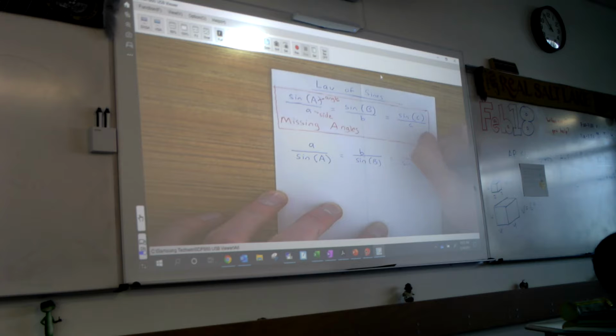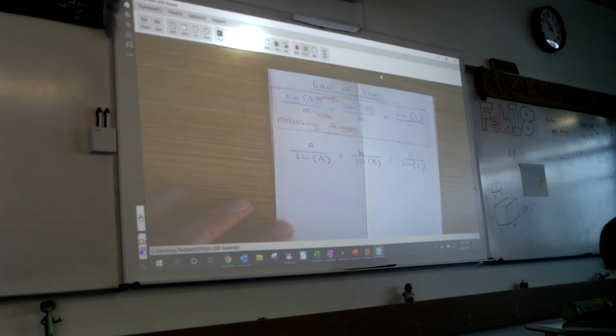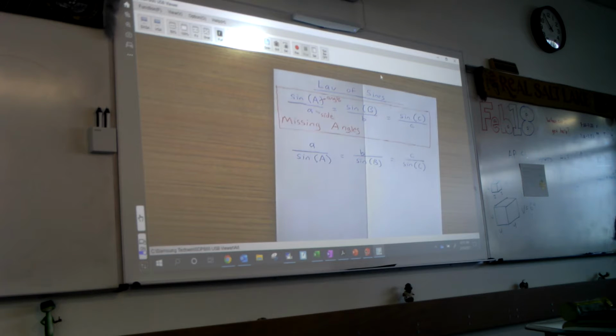Now I always feel patriotic when I do that. Maybe it's because I'm thinking C, the shining C, but C over sine of C. Alright, who is this for? He is not here. Sorry.